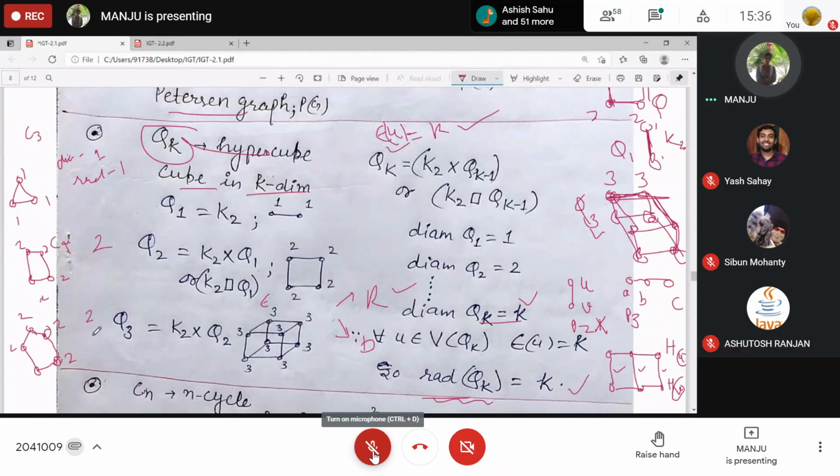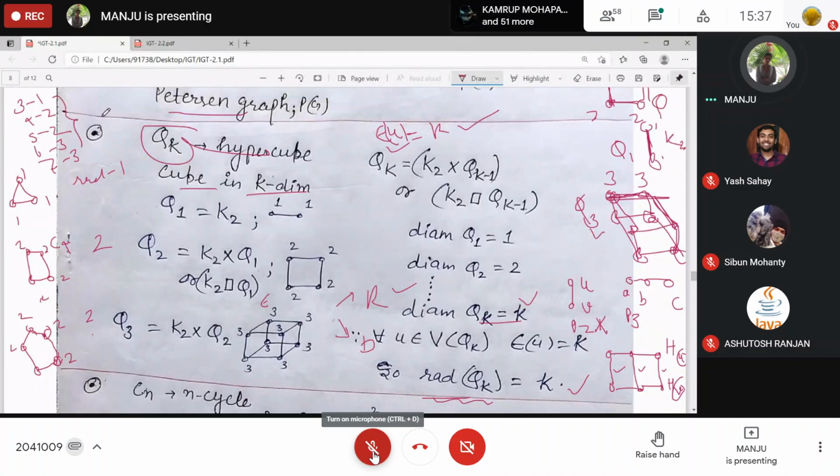So here also, in case of C6, it will be 3, 3, 3. Okay? So how is it related with n? When n is 3, it is 1. N is 4, it is 2. N is 5, it is again 2. N is 6, it is 3. N is 7, it is 3. So 5, again 2, 6 and 7, it is 3.